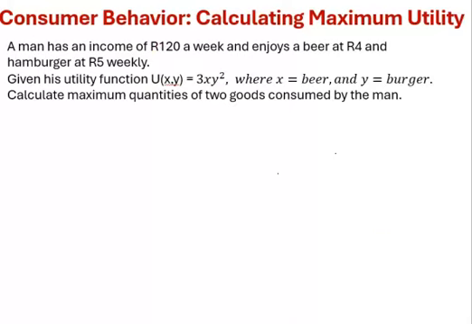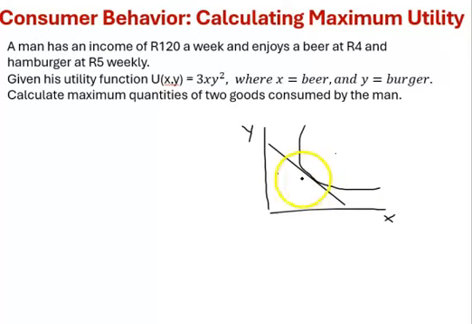Let us look at consumer behavior and how consumers seek to maximize utility given a limited budget. This we see on this graph here, where we have the y-axis and the x-axis, given the budget line, and we see that the consumer maximizes utility where the indifference curve meets the budget line.